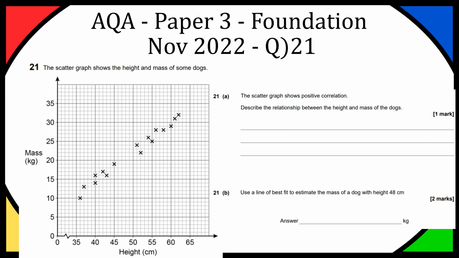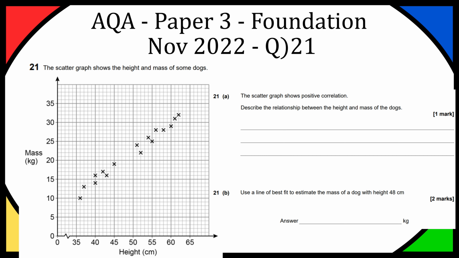So it says the scatter graph shows the height and mass of some dogs. On the y-axis, we have the mass in kilograms, so it goes from 0 to roughly 35, or I guess you could say 40 kilograms. And on the bottom, the x-axis, we have the height, and it skips from 0 to 35, so it goes from 35 centimeters to 65 or 70 centimeters.